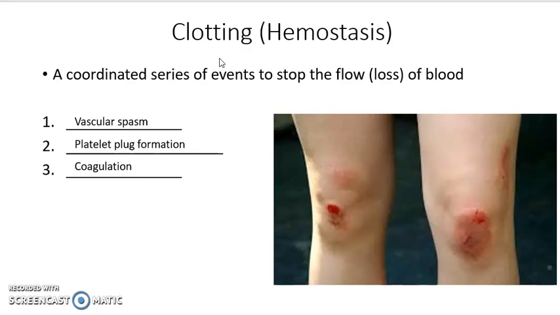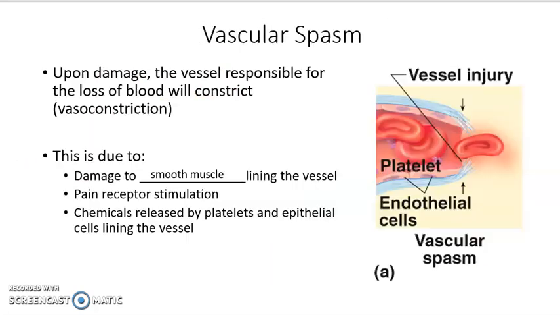So, clotting is a coordinated series of events to stop the flow, or in other words, the loss of blood out of the body. And I think we've all been here when we were little kids and had skinned up knees, doing something on your bike, on your skateboard, whatever. So what's actually going on there? We're going to talk about this in three successive steps: vascular spasm, platelet plug formation, and also coagulation.